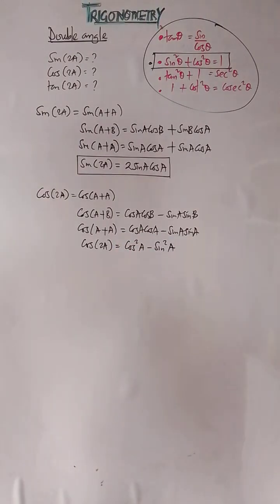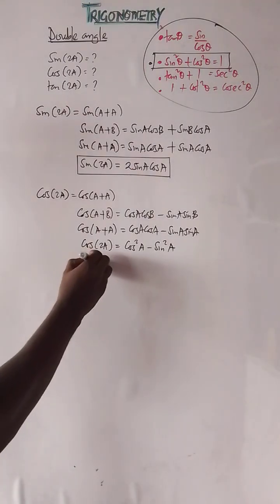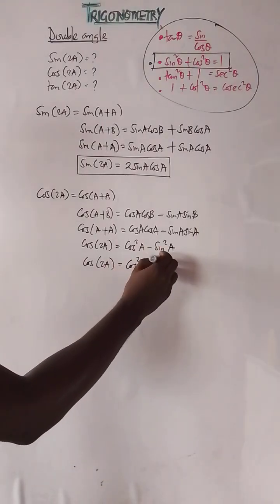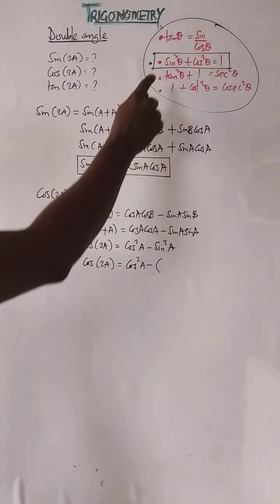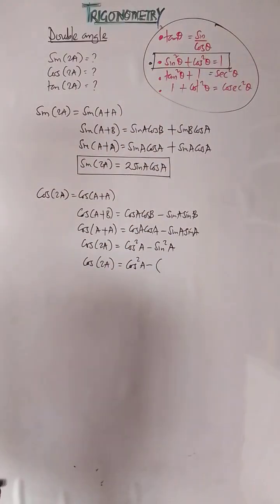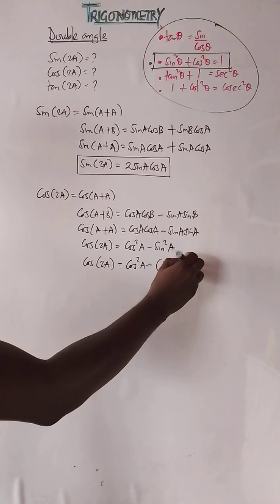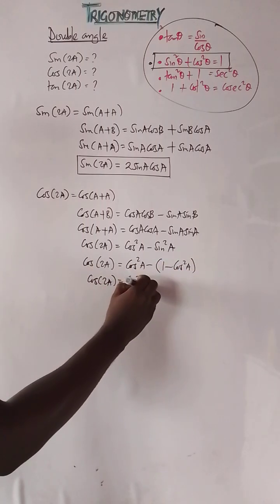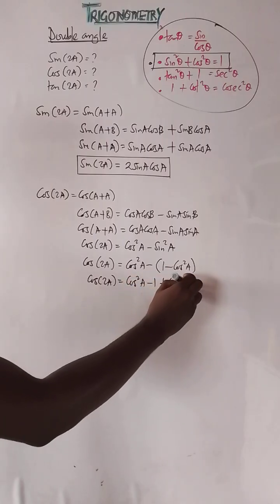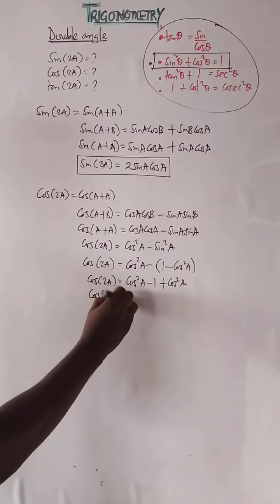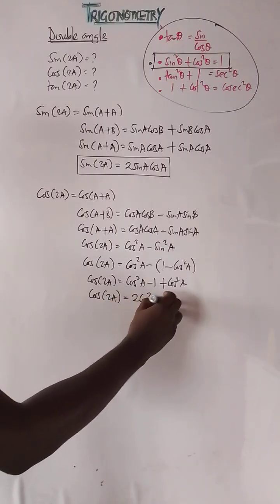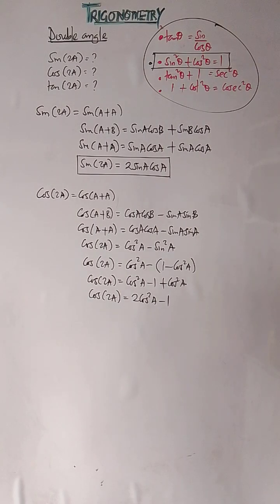But we're not going to stop here. Why? Since the main thing we have here is cos, our answer should be in cos form. So I can leave it as cos square a minus sine square a. From here, sine square a equals 1 minus cos square a. From here it means cos 2a equals cos square a minus 1 plus cos square a. From here it means cos 2a equals cos square a plus cos square a, that's 2 cos square a minus 1. That's the main identity.